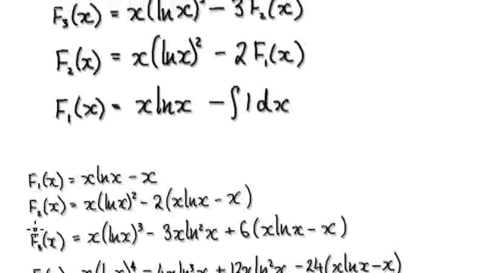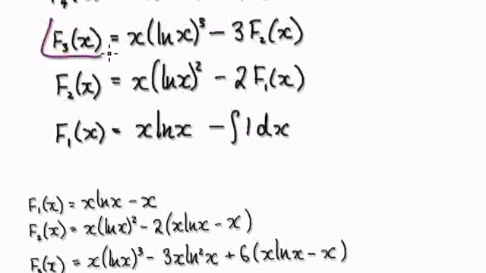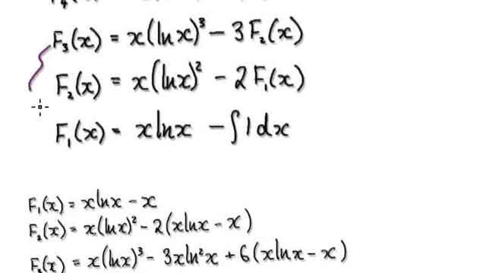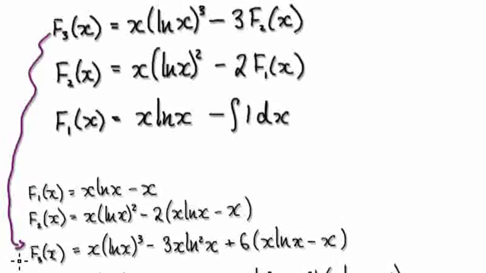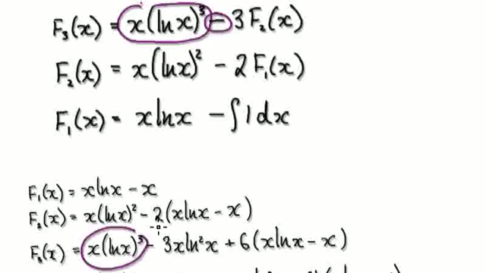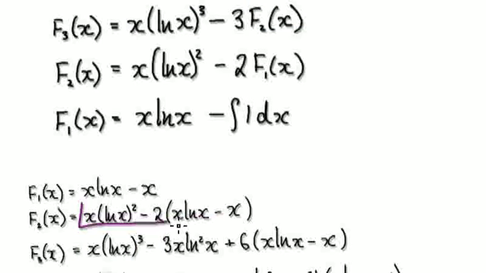Well, f of 3, if you look back here, it's saying f of 3 here is this thing, take away 3 times the previous one. So now going back down to here, f of 3 is given by this thing, which is this bit here, take away, which is this bit here, and then 3 times the previous term. Well, the previous term was this.